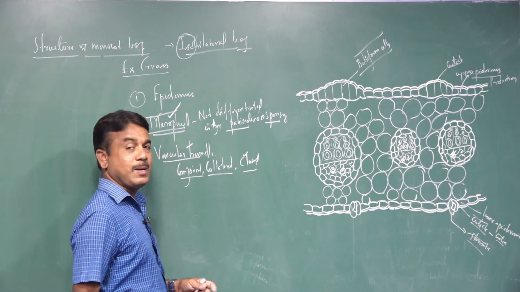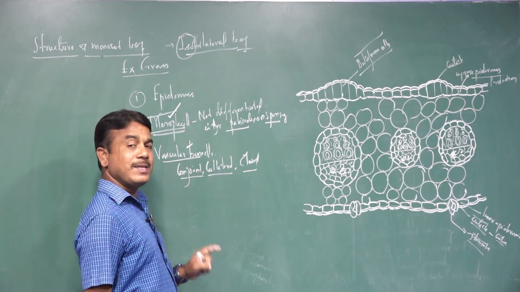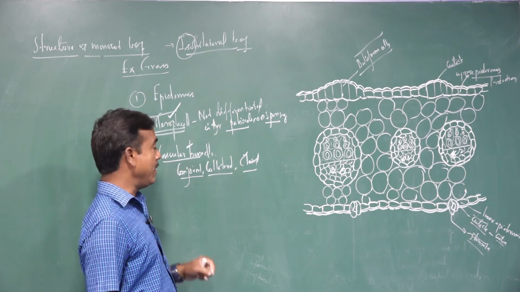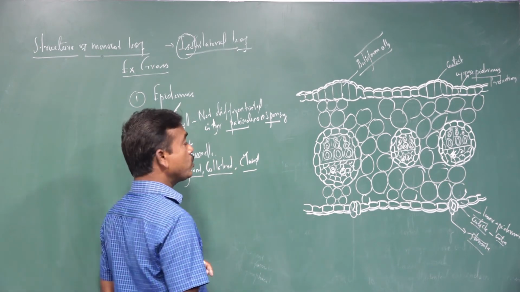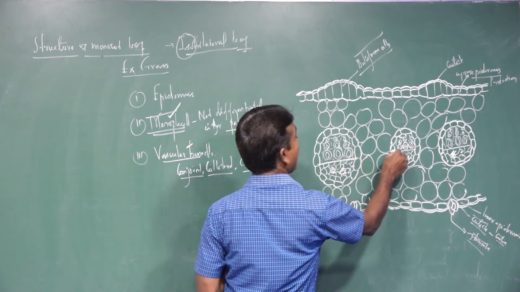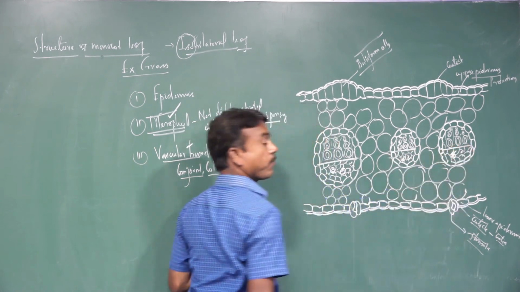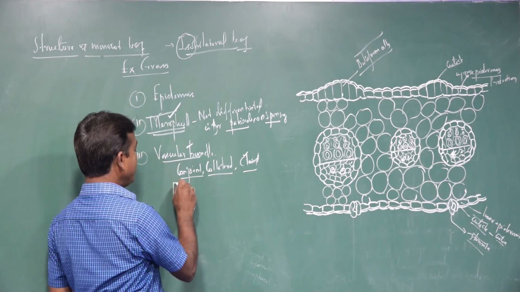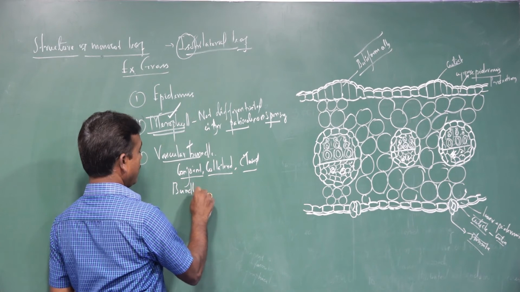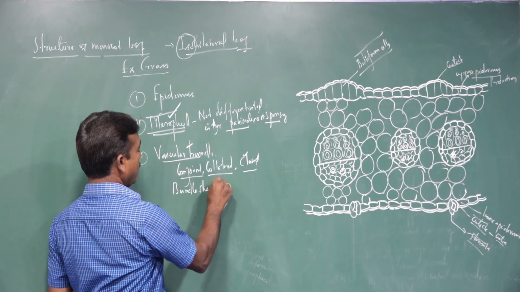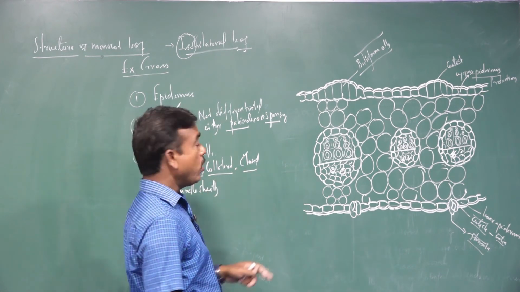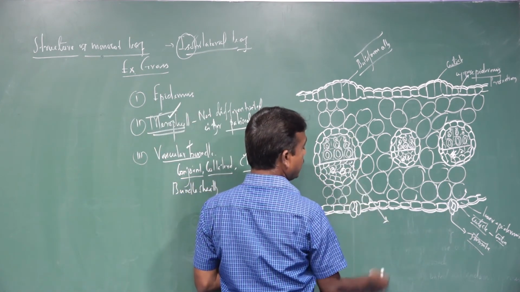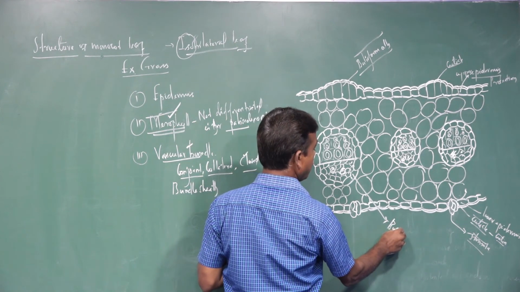Xylem and phloem are in the same radius. What is collateral? Xylem and phloem are in the same radius, but phloem is towards the periphery. What is closed? There is no cambial tissue between xylem and phloem. One more thing: what do we mean by bundle sheath? A vascular bundle surrounded by a sheath of parenchyma cells is commonly called the bundle sheath.